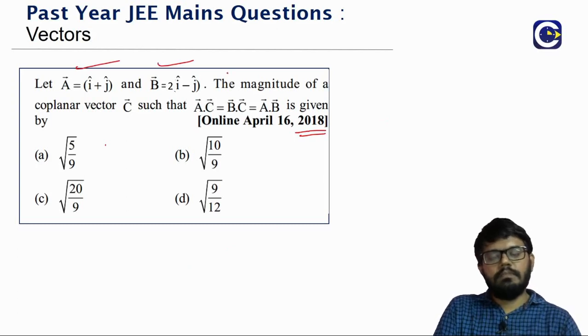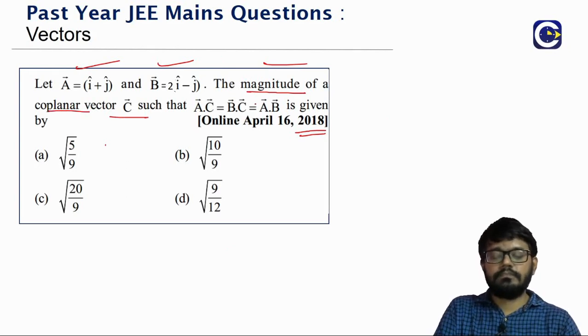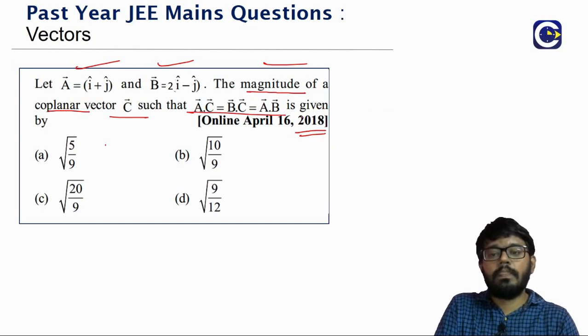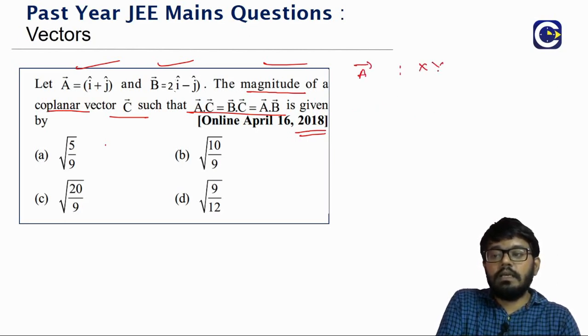A bar is given, B bar is given. Find the magnitude of a coplanar vector C bar such that it satisfies the condition. First of all, what do we mean by coplanar? The vector C bar must be in the same plane as A bar and B bar. Look at A bar, it has I and J components, which means A bar is in the xy plane.